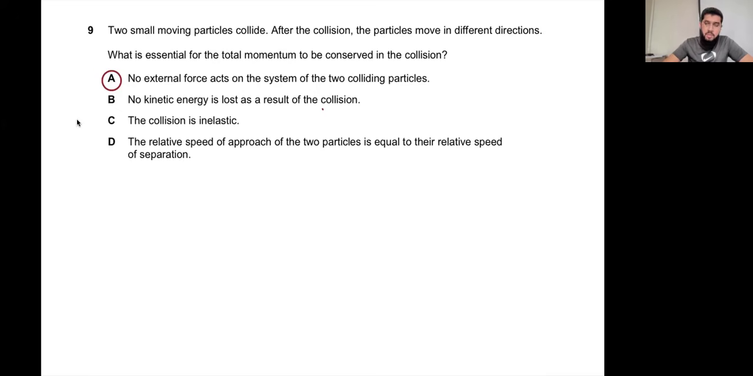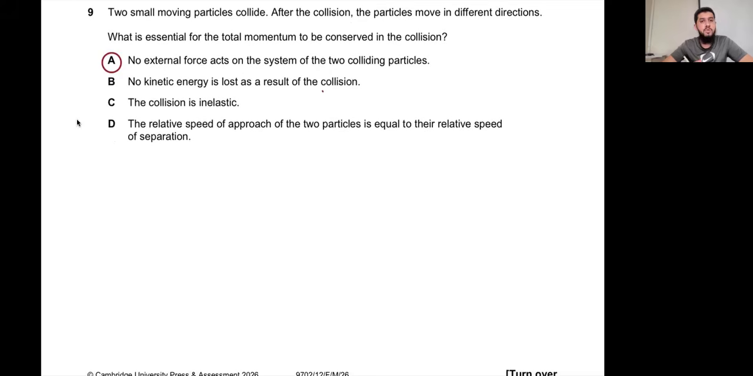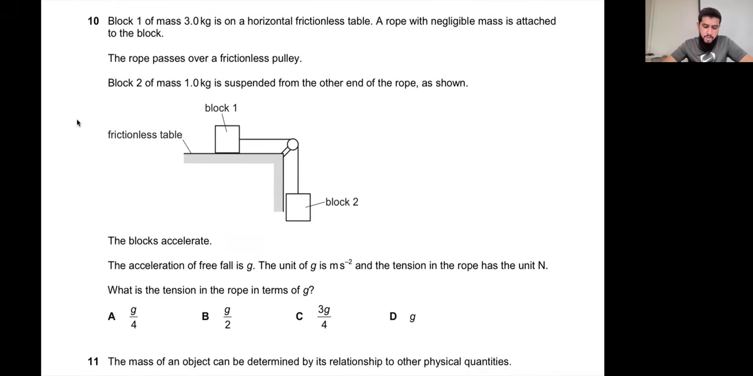For momentum to be conserved, the system should be closed. There should be no external force acting on the objects.